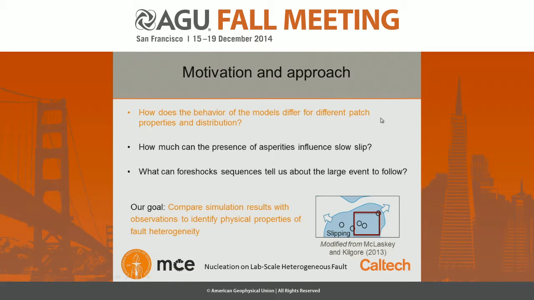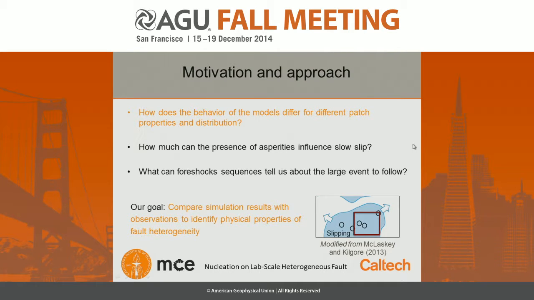So how do these natural observations and laboratory observations fit into the context of our work? Here are some driving questions of our work. The first is, how does the behavior of our numerical models differ for different patch properties and different distributions of patches? And then how much can the presence of asperities, meaning fault heterogeneity, influence slow slip, the slow nucleation process?